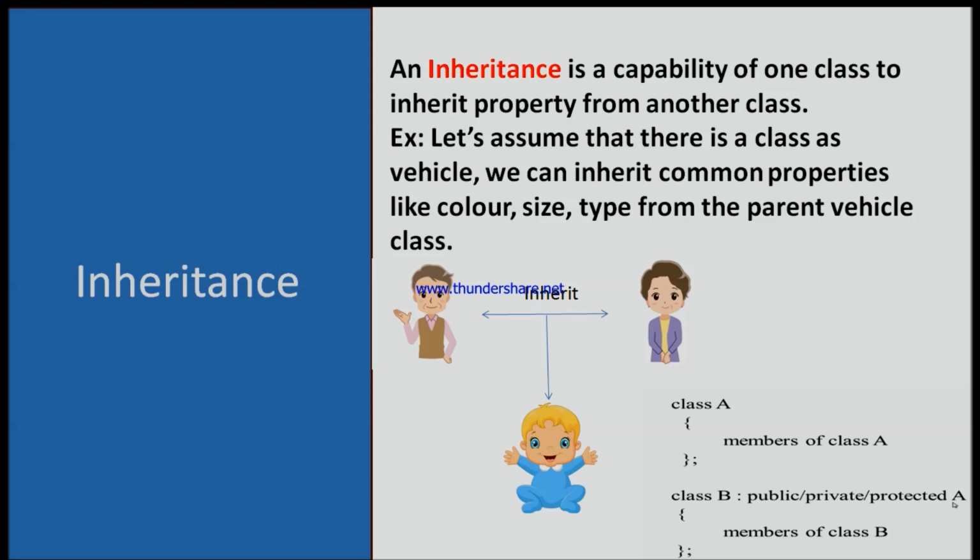Now we will see what is inheritance. Everyone knows what inheritance is in science. It is just the same here in programming. Inheritance is the capability of one class to inherit properties from another class. I want to tell you one real-world example based on it. Let's assume that there is a class vehicle. We can inherit common properties like color, size, type from a parent vehicle class.